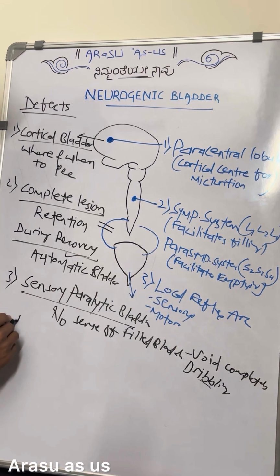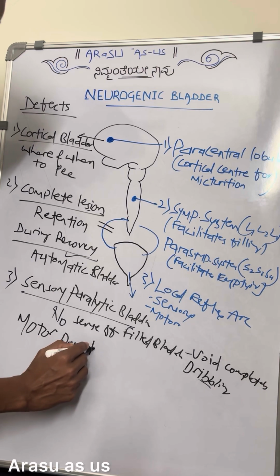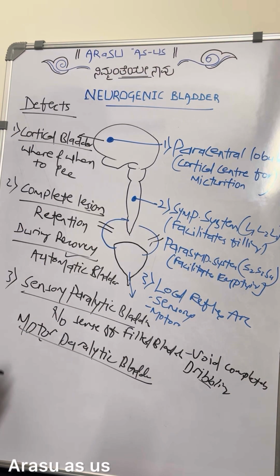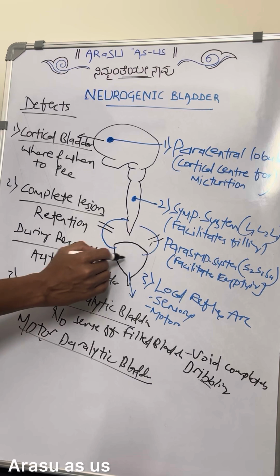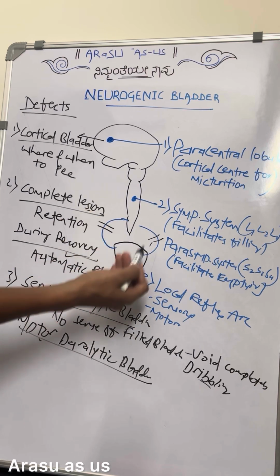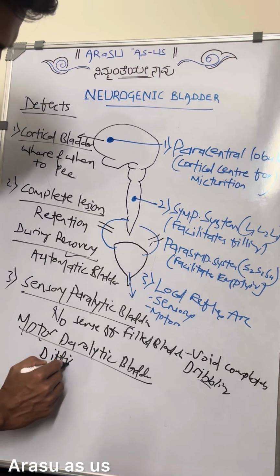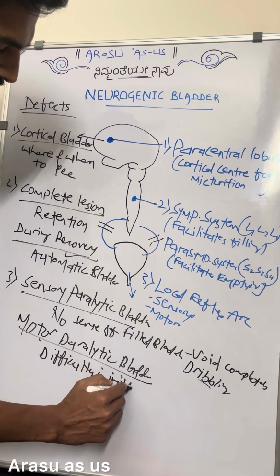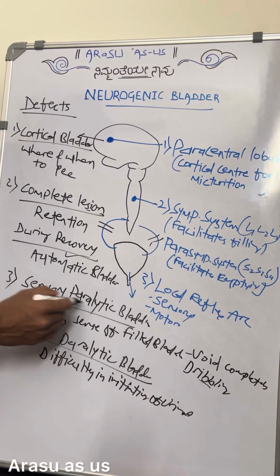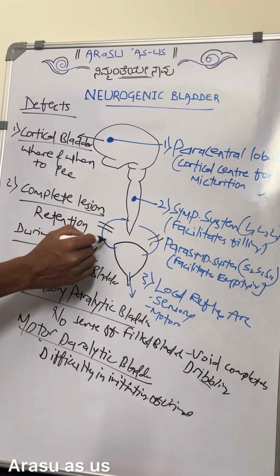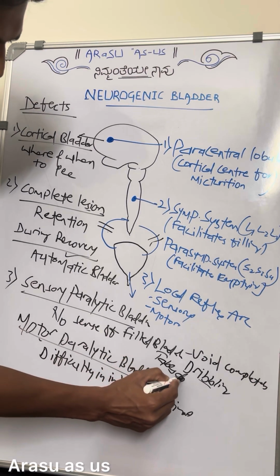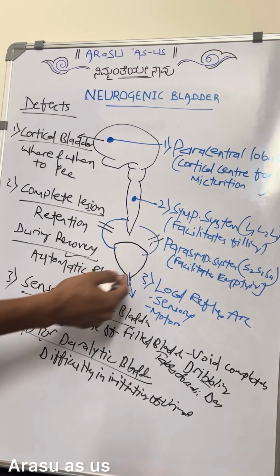Coming to the next one, motor paralytic bladder. Here the motor component will not be functioning properly. So the patient will be able to feel the filled bladder and will go for micturition, but will not be able to initiate micturition voluntarily. So difficulty in initiation of urination. This will be the presentation. The cause for sensory paralytic bladder: the sensory inputs are not functioning properly. That is seen mainly in tabes dorsalis and diabetes mellitus, which affect the sensory nerve fibers.